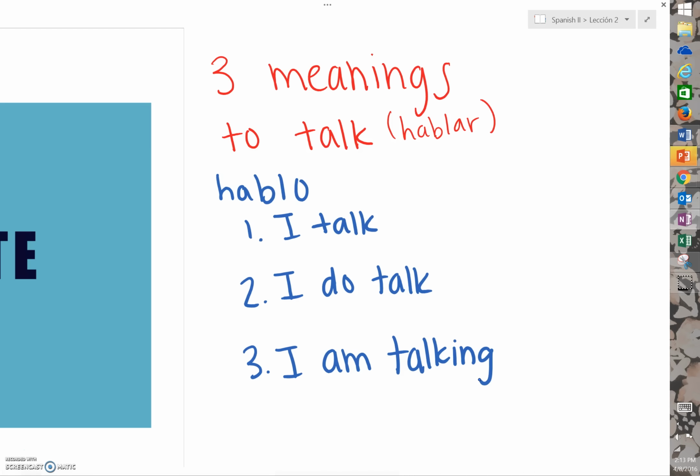This could be true for any verb in the present tense, having the same 3 meanings, like you dance, you do dance, you are dancing.